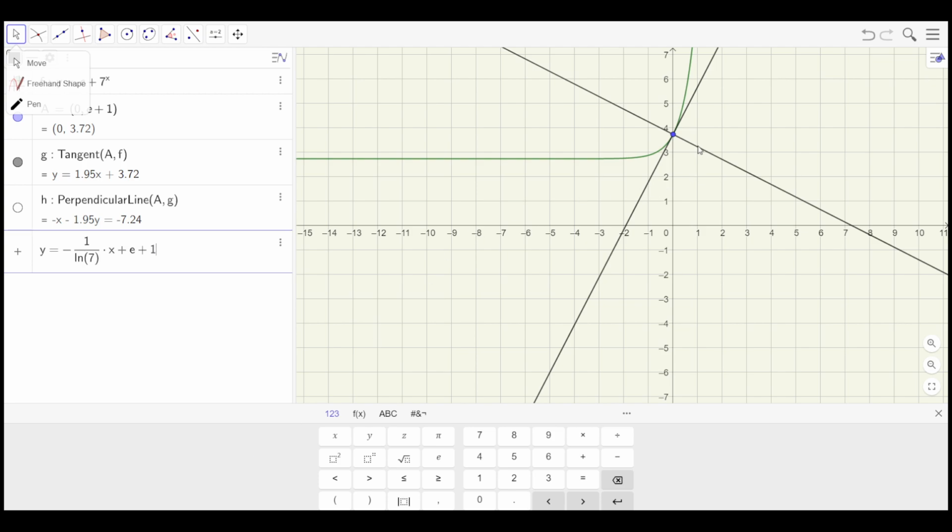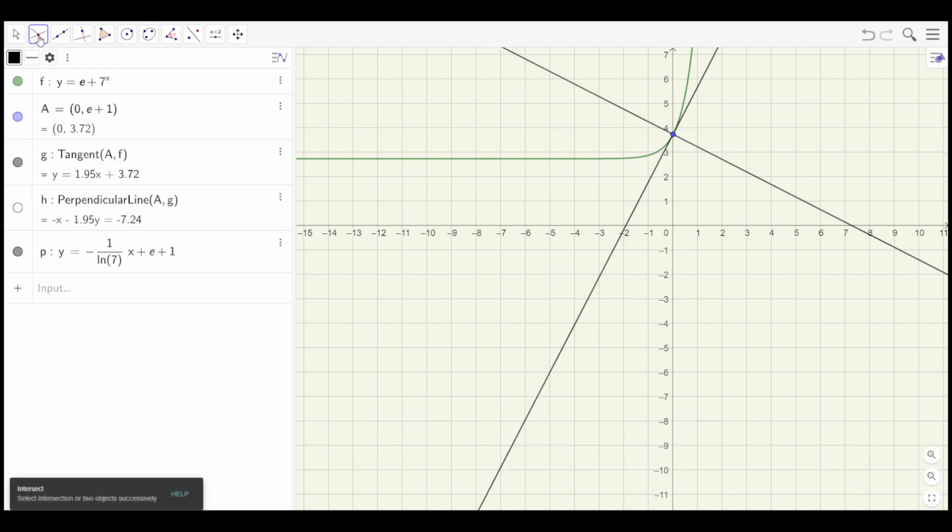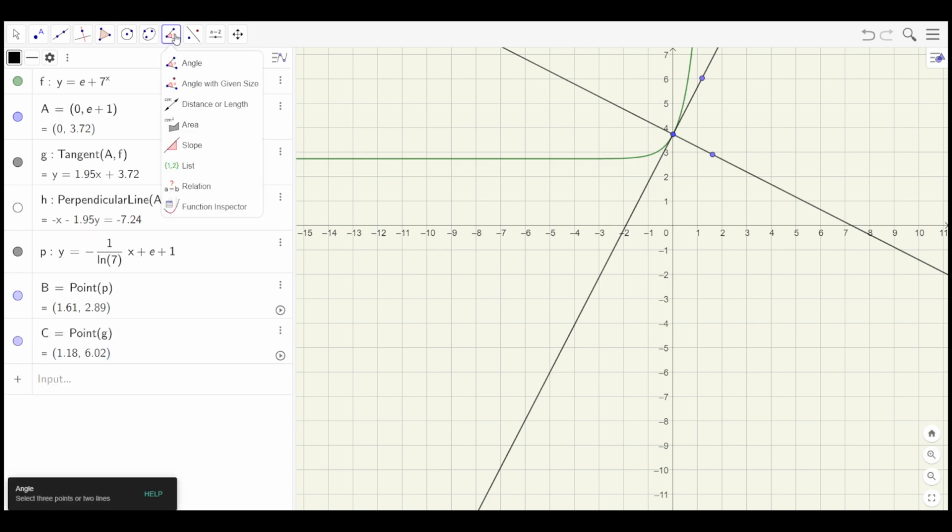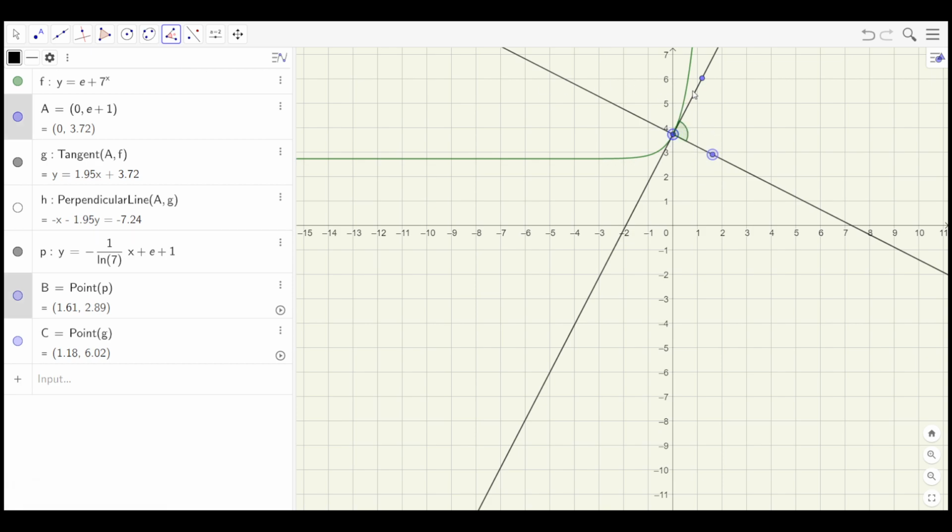So which angle is 90 degrees? The angle between this tangent line and this line is 90 degrees. So for example, I can choose some points here. I can choose a point here, and a point there. Let me just choose the other point. So let me choose a point here and a point here, and then I can measure the angle, yes? So if I draw the angle, you see that that angle is 90 degrees.